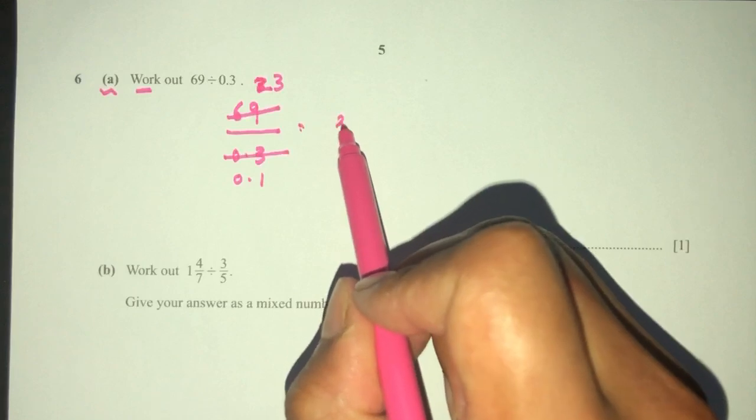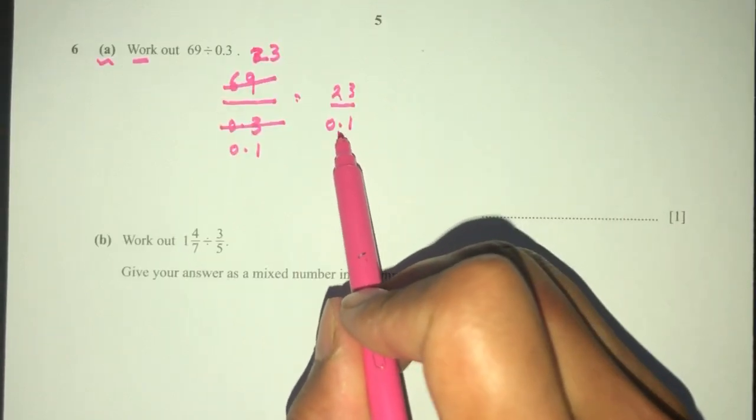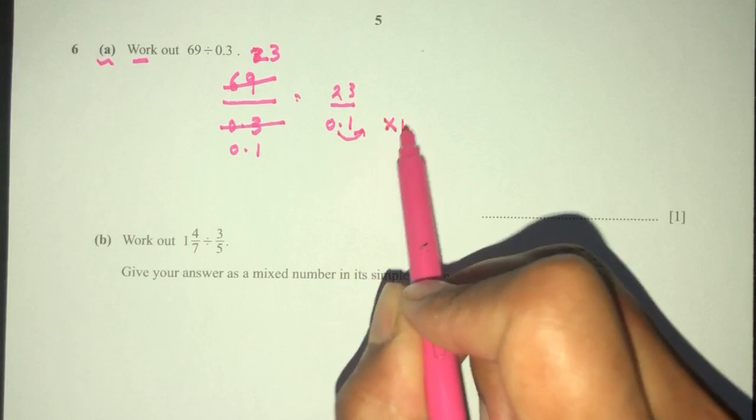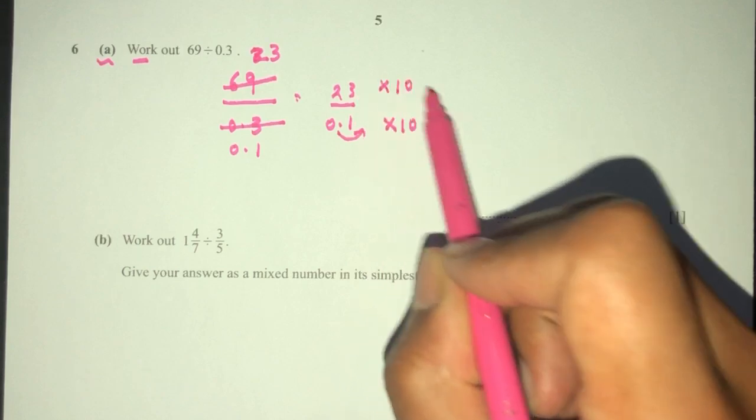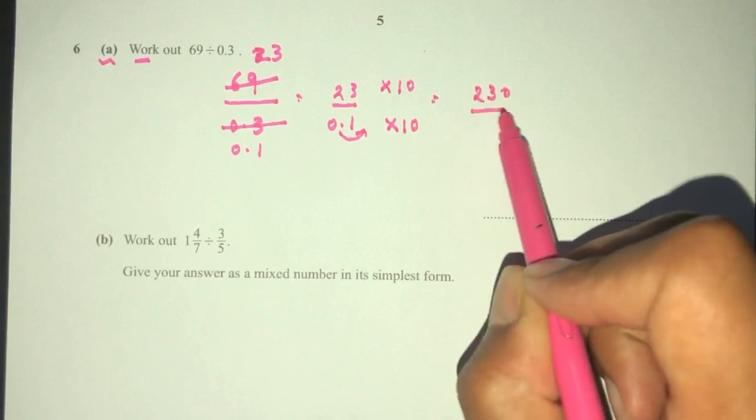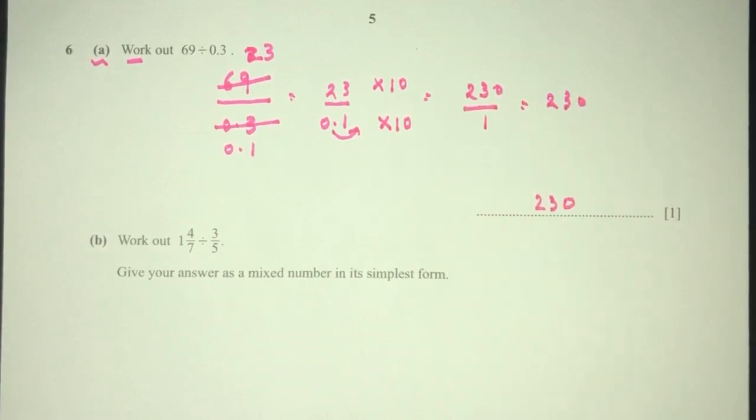Now you have 23 over 0.1. One way of moving this decimal is to multiply by 10. When you multiply by 10 here, we have to also multiply by 10 on top. So that will become 230 over 1. So your answer will be 230. That will be part A.